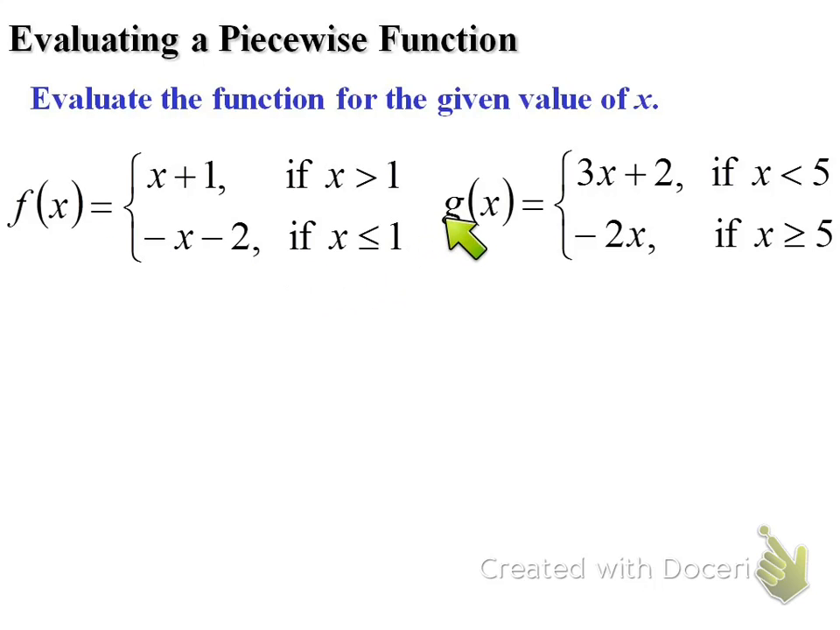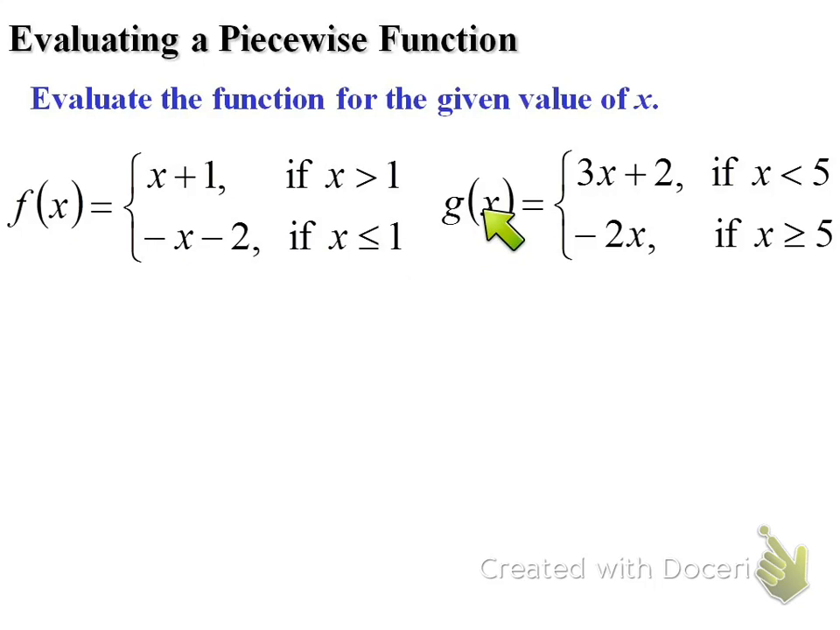These are 2 different functions. You can tell they're piecewise functions because they have more than one equation and they have parameters afterwards. So if you are given an x value that's greater than 1, you use this equation. If you're given an x value less than or equal to 1, you're going to use this equation. And that's if you're talking about f of x.